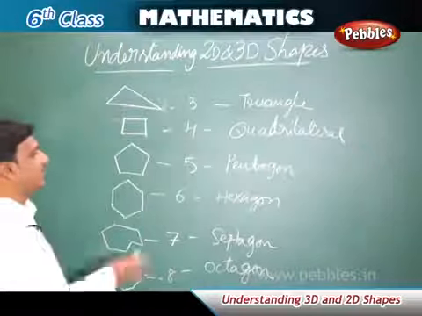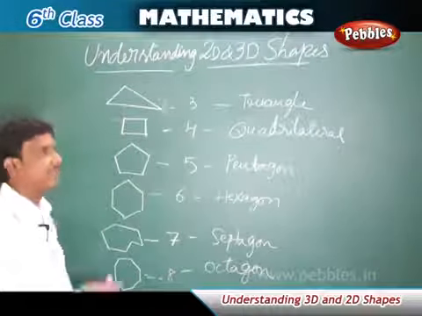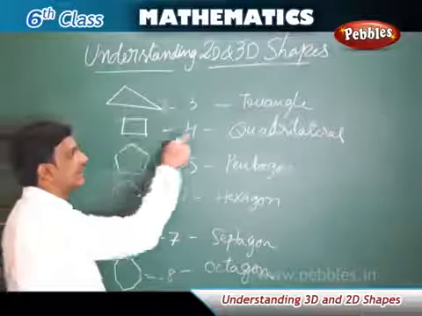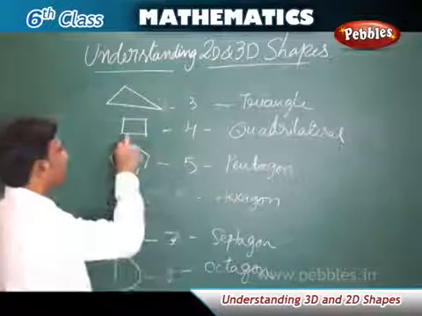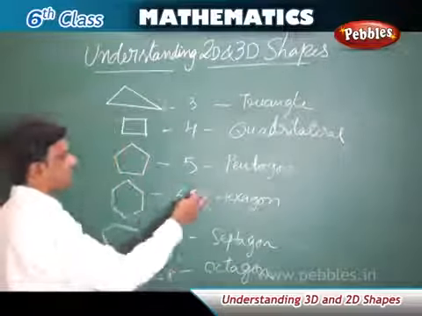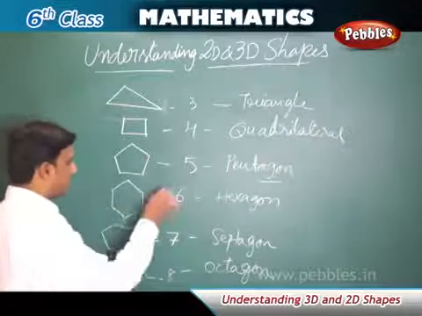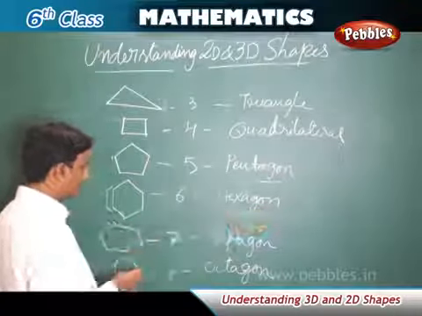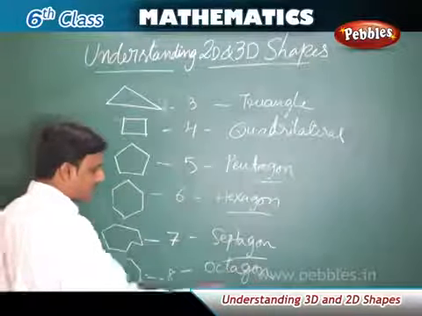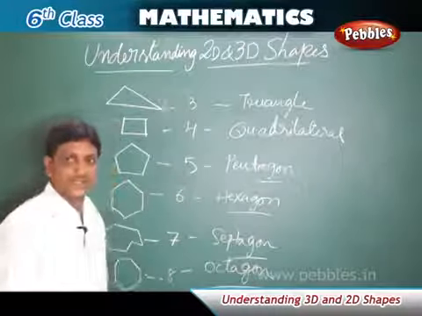So in this way, these polygons are named based on their number of sides. The polygon with 3 sides is called a triangle. The polygon with 4 sides is called a quadrilateral. The polygon with 5 sides is a pentagon, with 6 sides is a hexagon, with 7 sides is a septagon, and with 8 sides it is called an octagon.